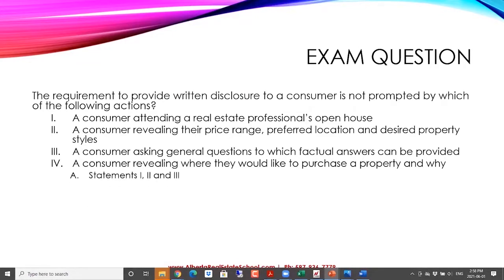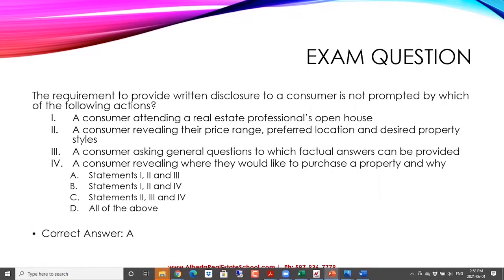And the options are A, statements 1, 2, and 3, B, statements 1, 2, and 4, option C, statements 2, 3, and 4, and option D, all of the above. In this case, the correct answer is A, which is statements 1, 2, and 3. So let's take a closer look at this question.